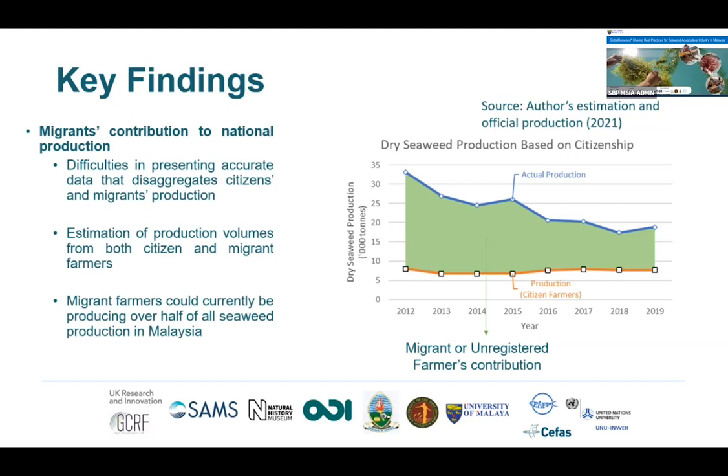So in the graph, the orange line is the production made by the citizens and the blue line is the official national production. The green area is the estimation of the seaweed production by the migrant or unregistered farmers. Migrant farmers could currently be producing over half of all the seaweed production in Malaysia.